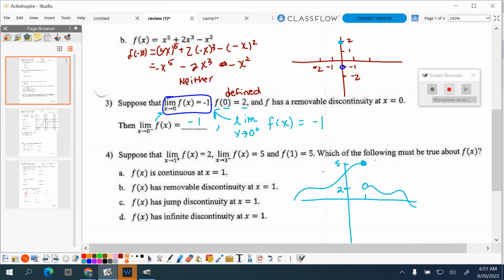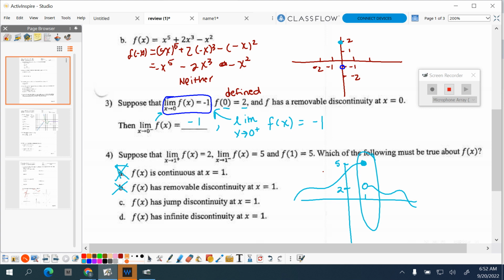Now, what I've told you over and over again: if there are two different heights, then the limit as a whole does not exist. In fact, this function cannot be continuous. So, f of x is continuous at x equals 1? That's incorrect. F of x has a removable discontinuity at x equals 1? That is incorrect, because if it was removable, it would be continuous.